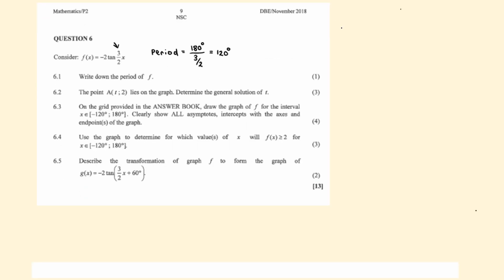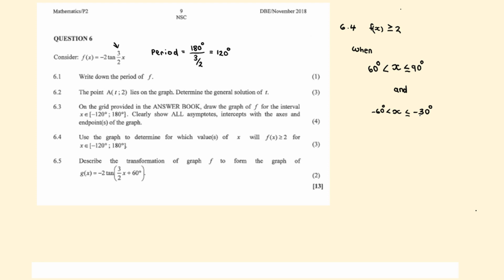So 6.4, f of x is greater than or equal to 2 when x is less than or equal to 90 degrees but greater than 60 degrees, and when x is greater than -60 degrees but less than or equal to -30 degrees. Actually, above I made a mistake. It's supposed to be greater than 60 degrees because remember 60 degrees is an asymptote, so it's not included. That's the two conditions when f of x is going to be greater than or equal to 2.